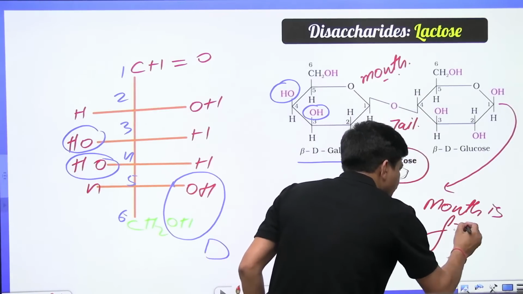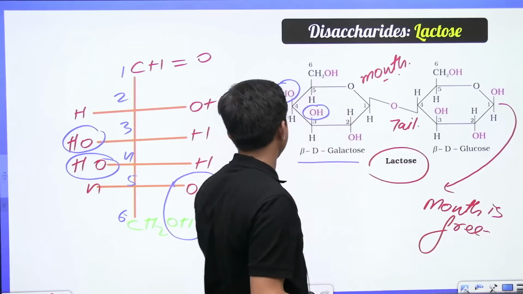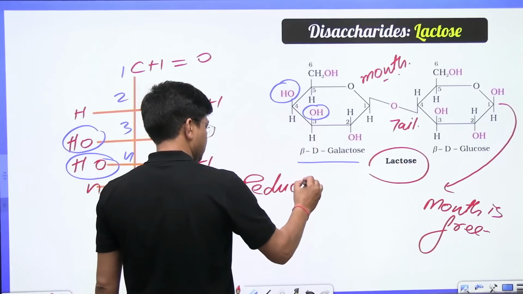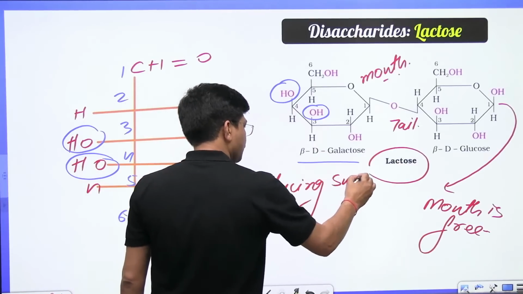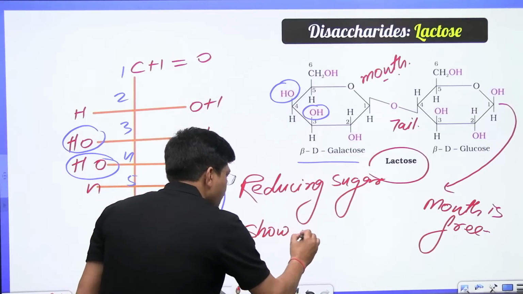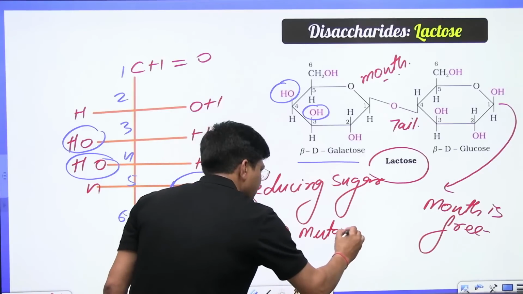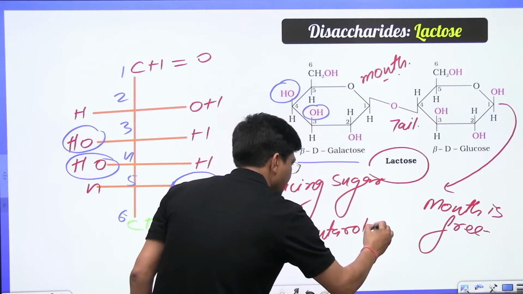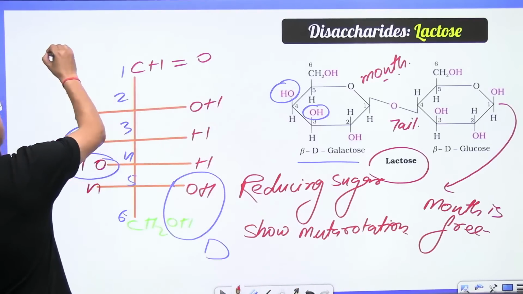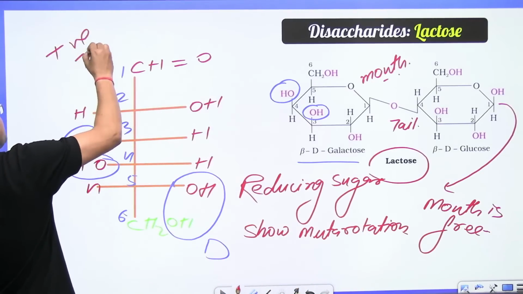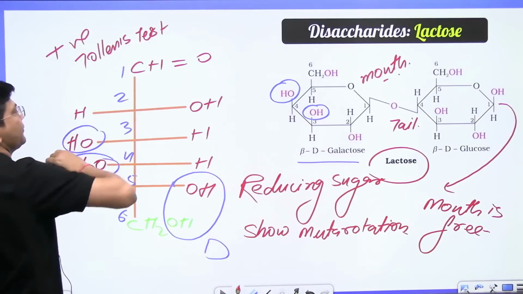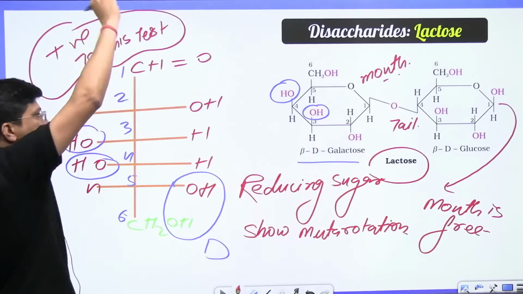And once the anomeric carbon is free, that means this is also going to be a reducing sugar. Reducing sugar will show mutarotation, my dear students. Yes, mutarotation, and it will give a positive Tollens test and a positive Fehling test. So it is a reducing sugar.